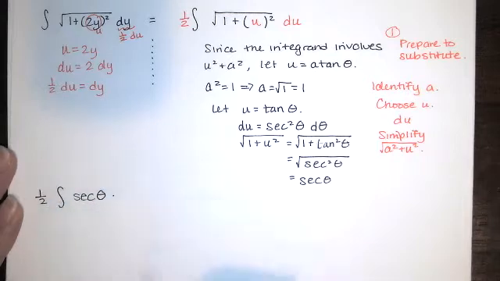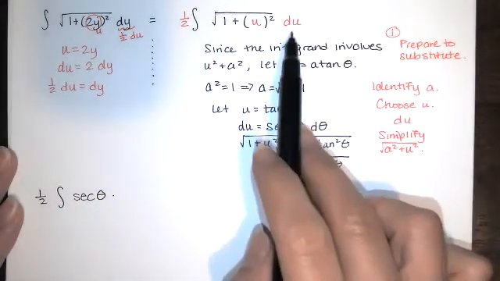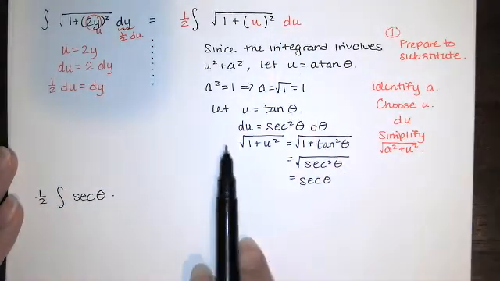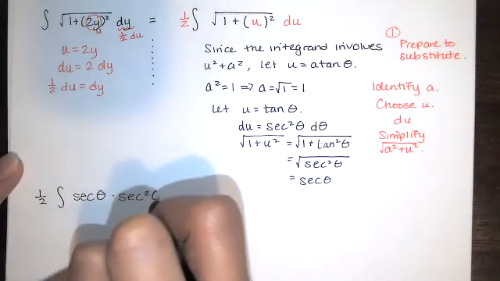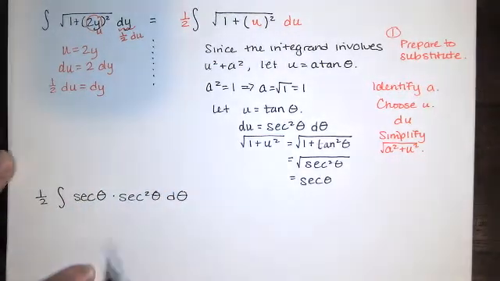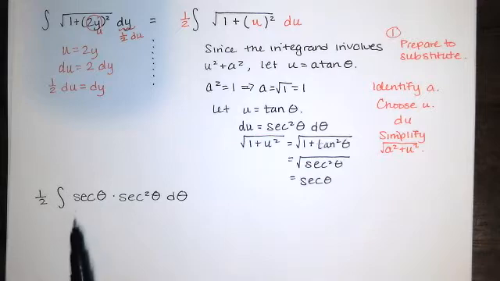And here's where a lot of students make a mistake. Don't forget to substitute the du. Du is secant squared theta d theta. And we can simplify that. We have the integral of secant cubed, or the antiderivative of secant cubed.